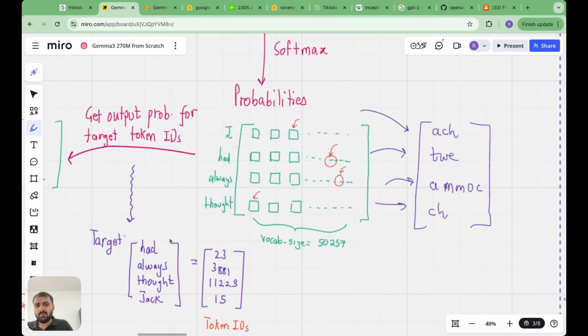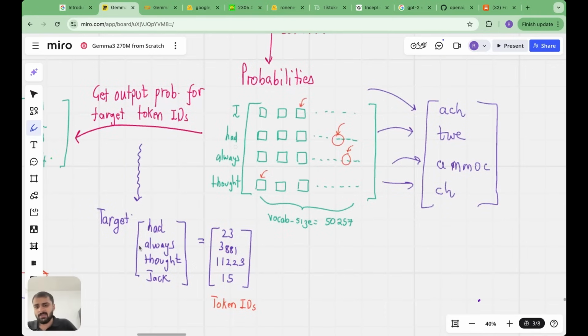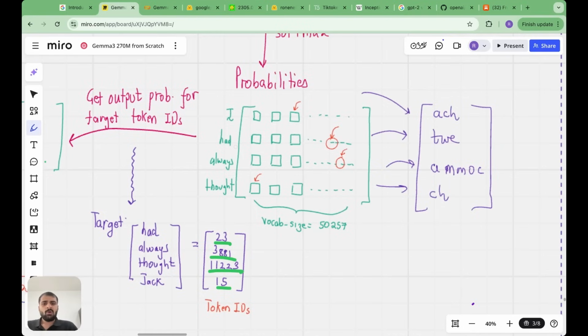And for every input token ID, I know my output tokens. I know the ground truth. Let's say it's 23, 3881, 11223, and 15. Let's say that's the ground truth which I want. Now, how will you get the loss? And let's say your maximum values are for these random token IDs which belong to these tokens. So definitely your model is not good. Then how do you get the loss? You can pause here for a while to think.